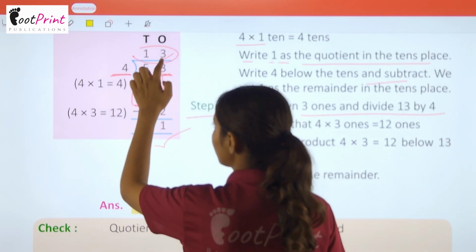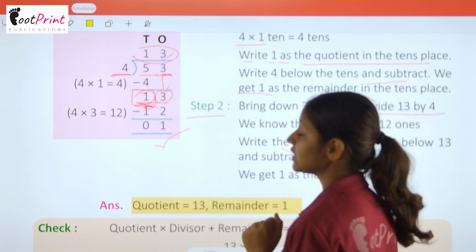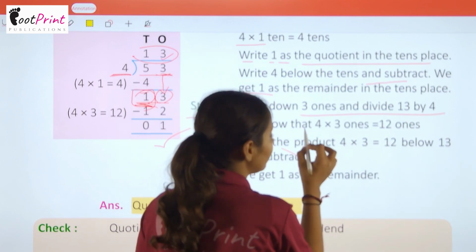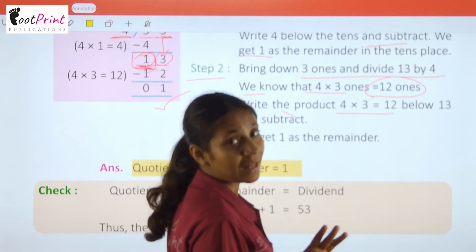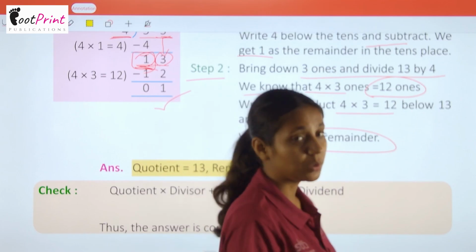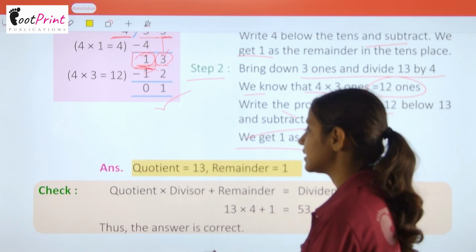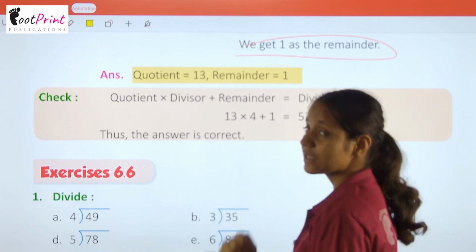Now हमने 3 को नीचे लिया, इसे 13 बनाया and then हमने 13 को 4 से divide किया. Okay. We know that 4 into 3 is 12. So write the product 4 into 3, 12, below 13 and as a remainder we are getting 1. So the quotient is 13 and remainder is 1 here.